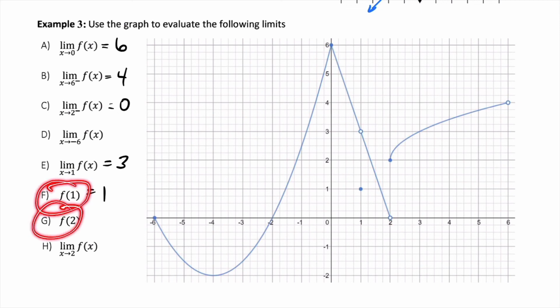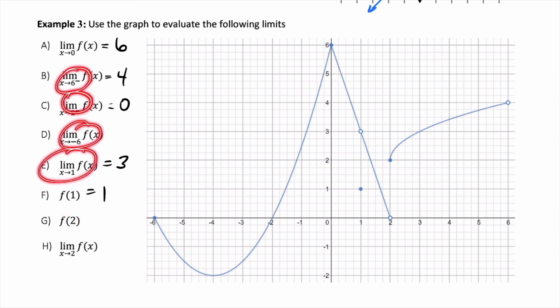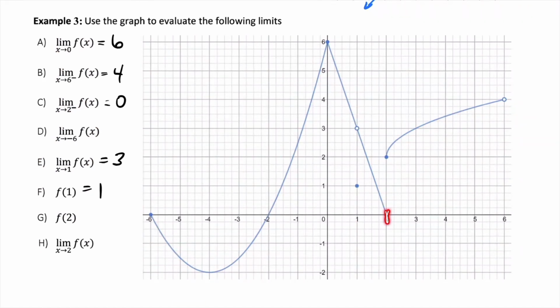F and G is when we plug in numbers. Limits, we don't plug in numbers because that's not the idea. It's approaching. Okay, f of 2. What's the y value when x equals 2? There you go, 2. And then letter H, what is the limit as x approaches 2?